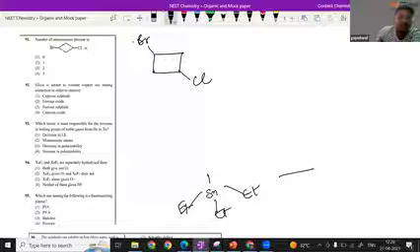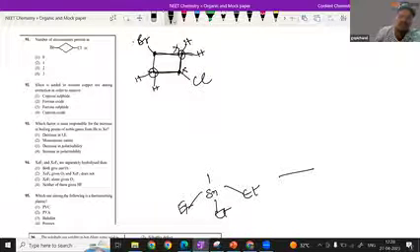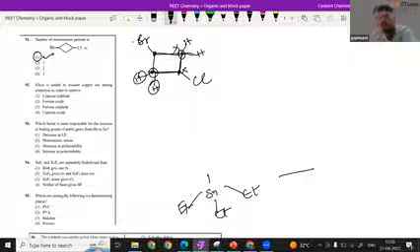They are asking about the stereo centers, which means you should have four different groups attached. Here you can see this particular carbon has the same attachment over here, so it will not be a chiral center, and this one also not. You can clearly say from this compound, two hydrogens are already attached. So we can't find any chiral center here. The answer will be 0. Chiral center means all four different atoms need to be arranged, so that is the reason we don't have it.